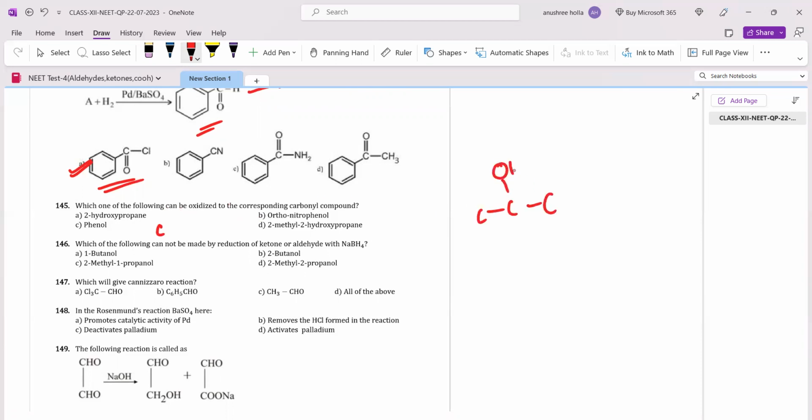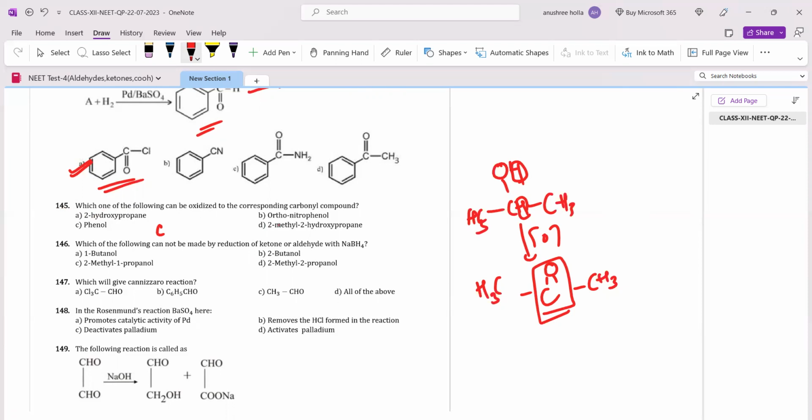2-hydroxypropane. So this is propane. I can oxidize this, right? If I oxidize this, so we will get... How to oxidize? Either you remove hydrogen or add oxygen. So here we'll be removing our hydrogen. So we'll be getting a ketone. We have a carbonyl compound now. So this can be oxidized to carbonyl compound.